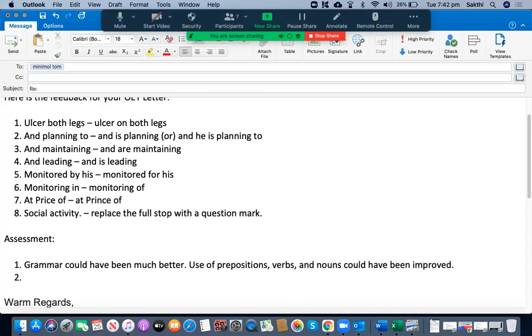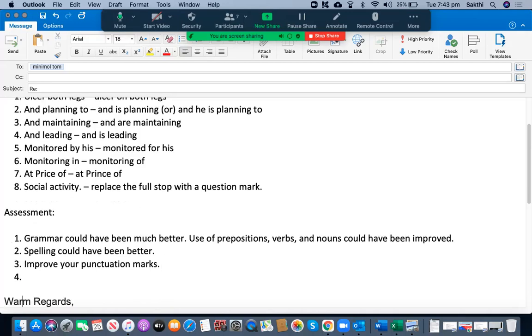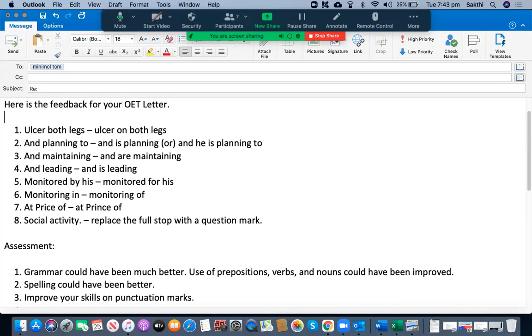All right. Spelling could have been better. Okay. Improve your punctuation marks. You should use a question mark instead of full stop. Okay, that comes under punctuation marks. So there are errors. Okay, improve your skills on punctuation marks. Okay, and some sentences are incomplete, as I already mentioned.